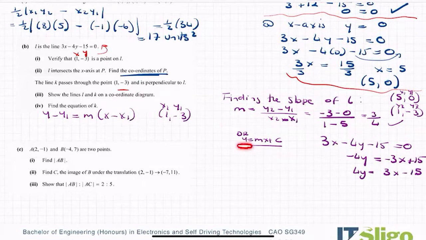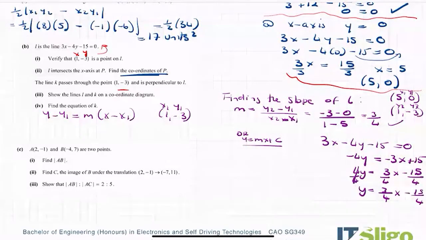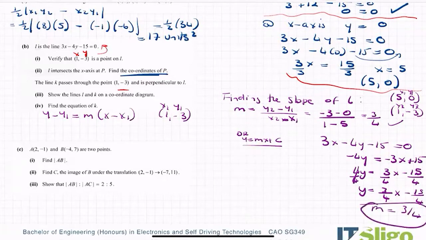And then it's a single y that's here, so we need to divide across by the number in front of y so that I get a single y here equals 3/4 x minus 15 over 4. Okay, and this m that's here in y is equal to mx plus c is the same m that's here, it's the slope. So that is also how you could have found the slope of L.